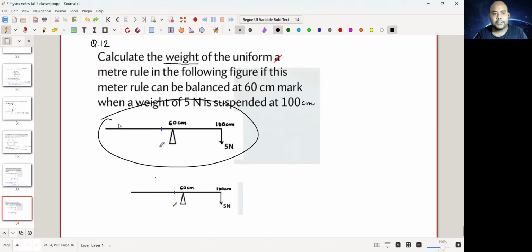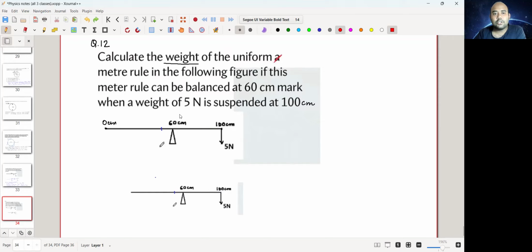So you can see the diagram is given that this end is 0 centimeter mark and the other end is 100 centimeter mark, which is already shown in the question. Now we have to find the weight of the meter rule. Very simple. Now what is said is that this rule is balanced. When I say it is balanced, it means I can apply the principle of moments. Anti-clockwise moment is equal to clockwise moment. Clear? Because the question tells that this rule is balanced, and balanced at which mark? At the 60 centimeter mark.